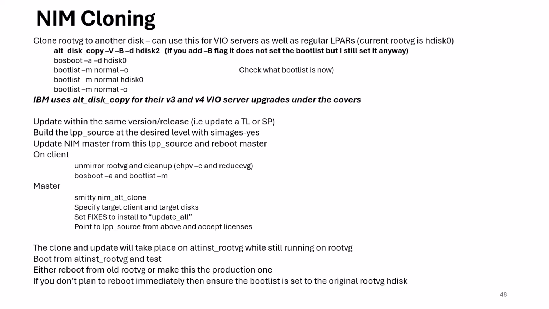The other thing that you can do is use SMIT nim_alt_clone and tell it the target client and the target disks, and you can point it at a fixed directory. It will basically take the clone on the client. It will then do the updates on the client, and you then have the option to set the boot list and reboot to the new disk. Or if you have a problem, you can reboot from the old root VG. So you have a nice fallback, which is something that's very important to include when you do updates. With that said, when I'm doing any major updates, I still do a mksysb as well, before and after.